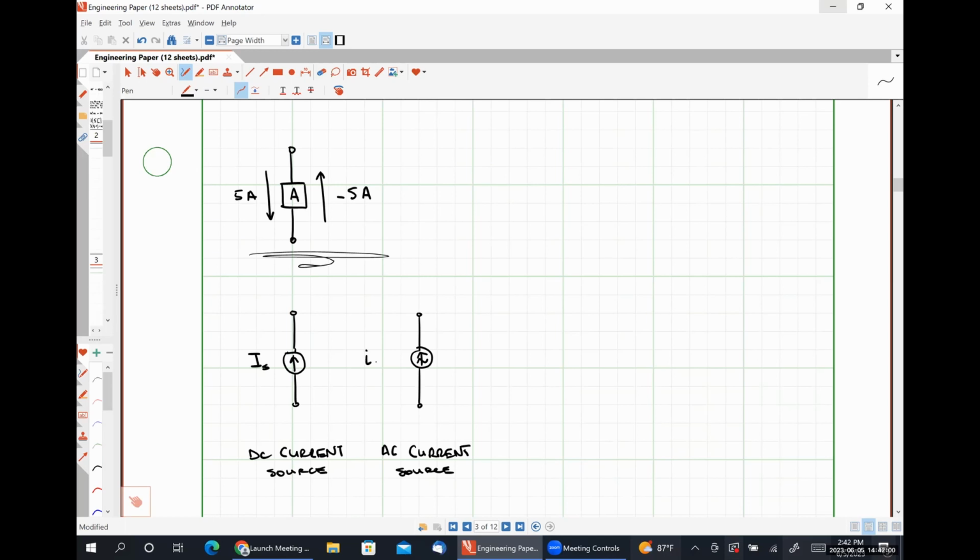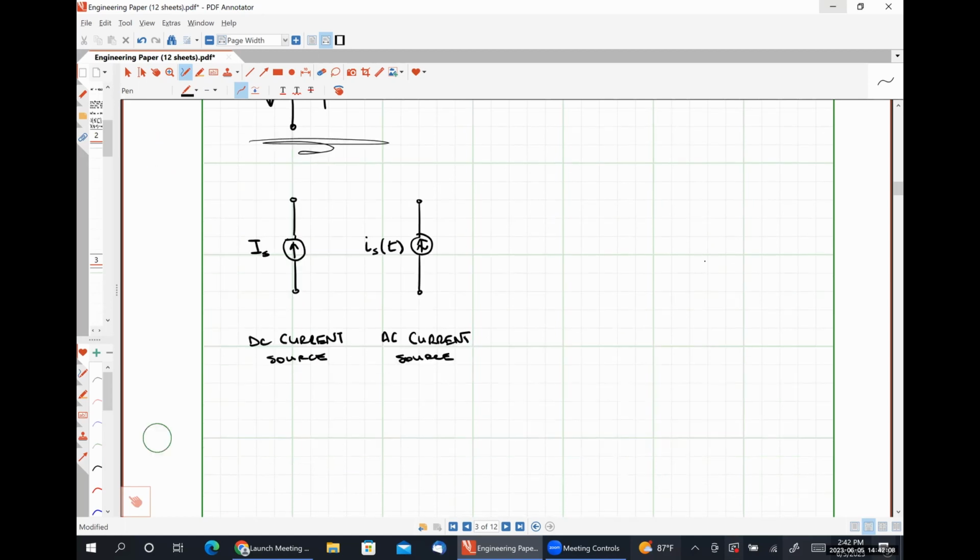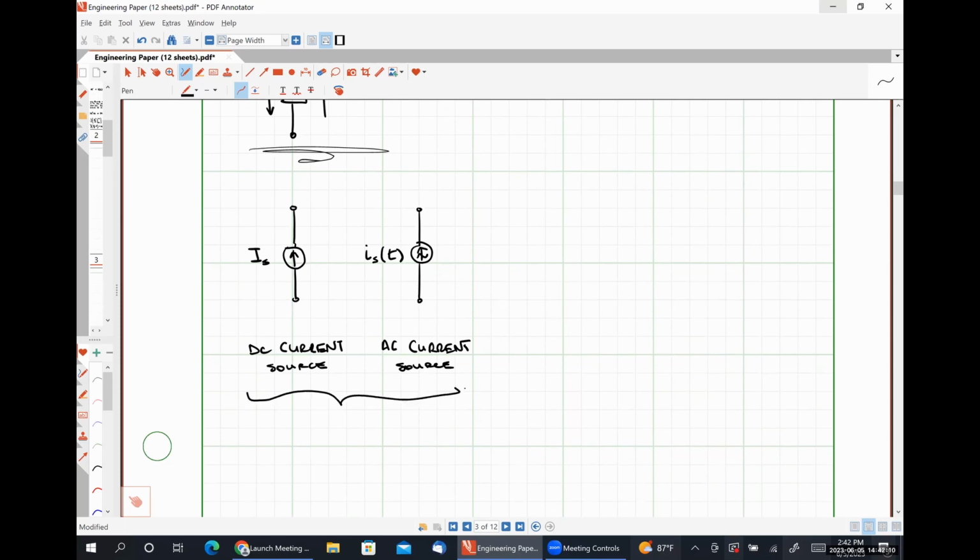And because we have a time varying quantity, I will represent the magnitude using lowercase script. These are our independent sources. And much like the voltage sources, we will also have two examples of dependent current sources, which will have identical schematic symbols.